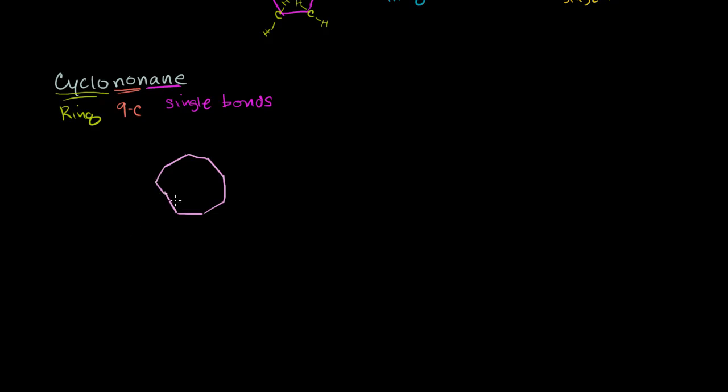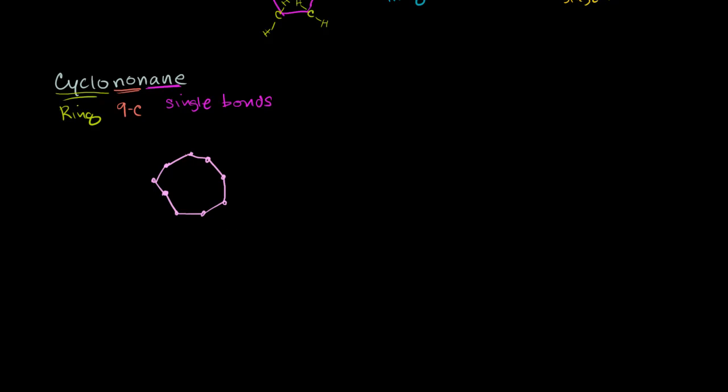I could have drawn it better than that, but hopefully you can see all the edges here. So I have 1, 2, 3, 4, 5, 6, 7, 8, 9 carbons. It's in a cycle, it's in a ring. I have 9 carbons, and they're all single bonded. So this is cyclononane, although there's probably better ways to draw that ring right there.